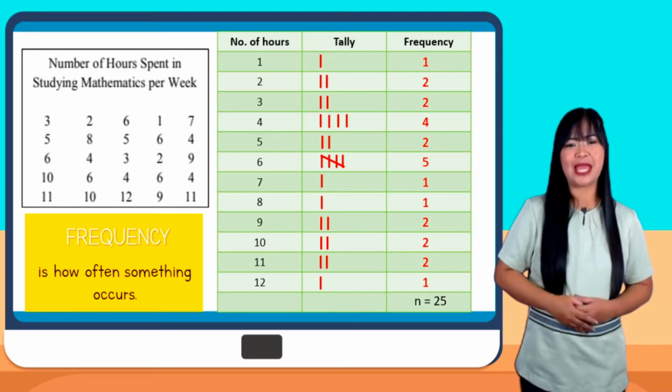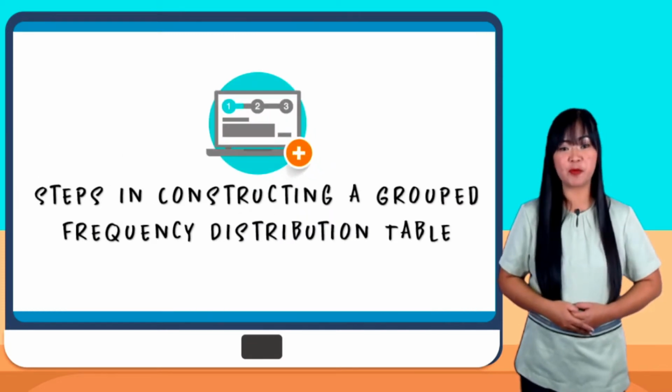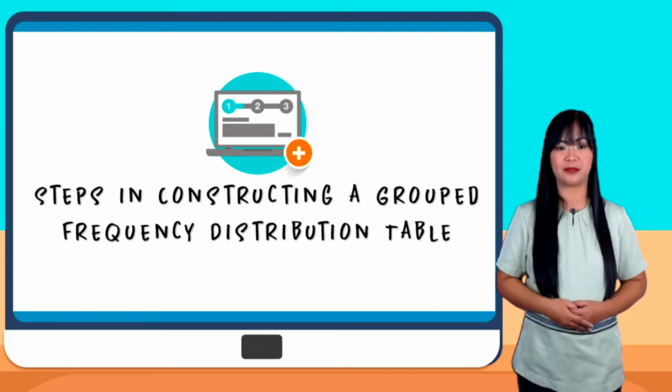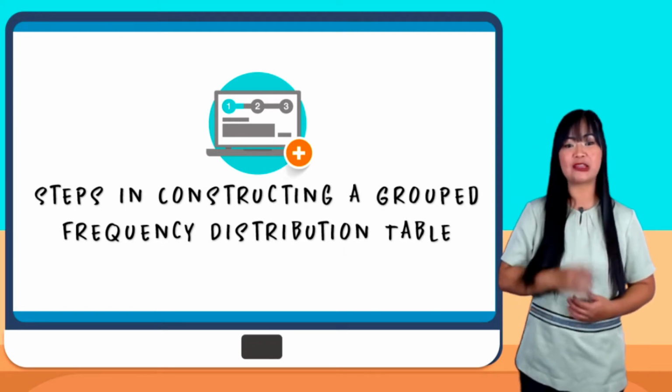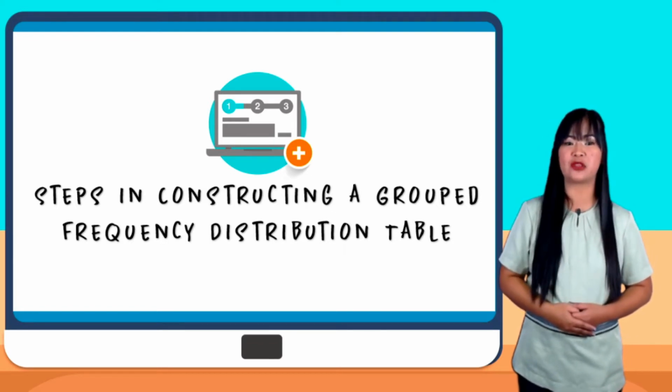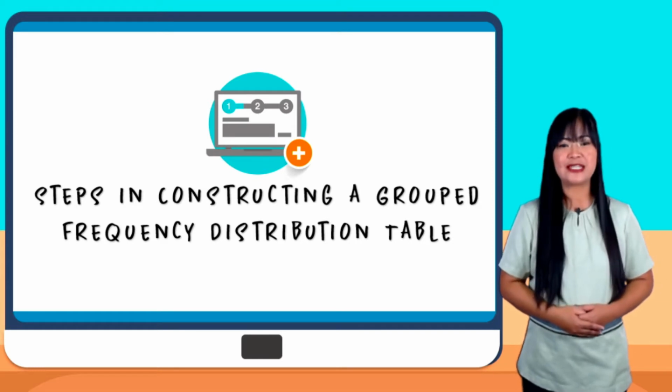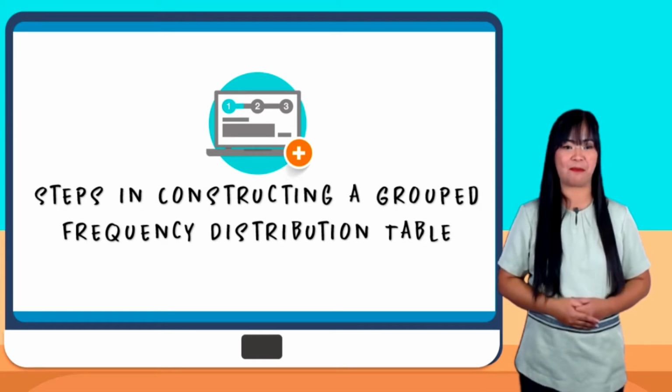Simple, right? But how does it differ from a grouped frequency distribution table? I want you to take note of the steps on how we are going to make this one so that you will be able to remember them.